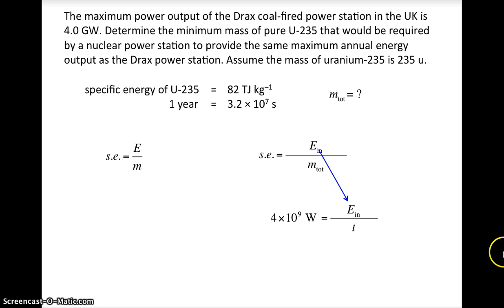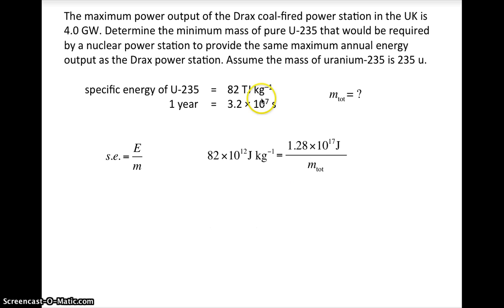Now we plug in the amount of time. We're considering 1 year. We multiply both sides by this denominator value, and we solve for the energy put in over 1 year, assuming perfect efficiency. So we plug this in. We also know the specific energy from above. Tera is 10 to the 12. We isolate mass, and we solve.